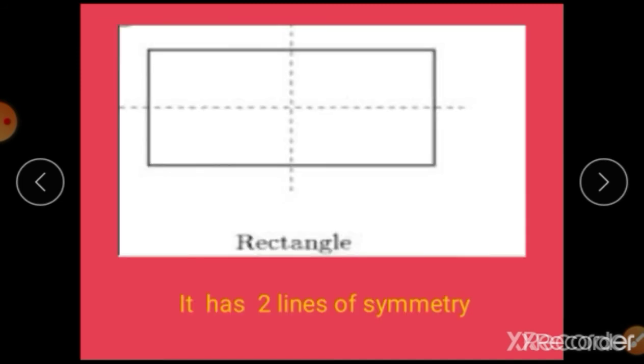The next one, rectangle. The first line of symmetry divides the rectangle into 2 equal parts, and the second line divides the rectangle into 4 equal parts of equal size. So the rectangle has 2 lines of symmetry.